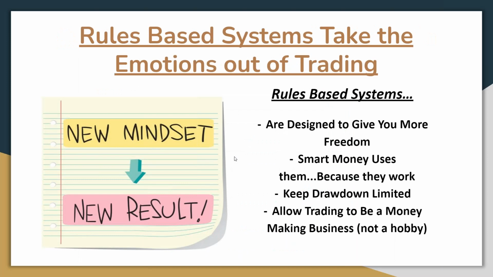Rules-based systems are really designed to take the emotions out of trading. I hope I've really driven that point home. I love rules-based systems because they're designed to give more freedom. The smart money uses them because they work. I read something the other day that like 75% of the orders on the New York Stock Exchange are automated orders. They're automated hedge funds, and the reason is because they work. They are smart in taking the human element out of the equation, and that way opinions get moved out of the way. I like rules-based systems because they keep drawdowns limited.